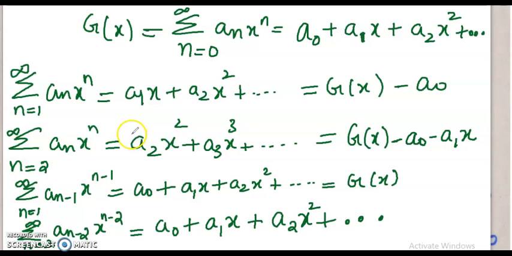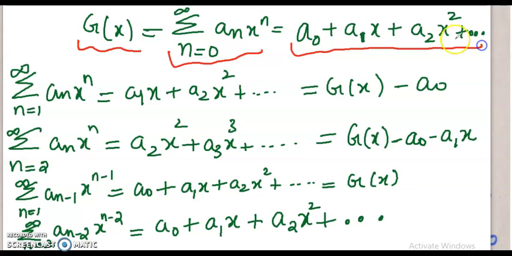Before going to the question, let me explain something. That is, we know that g of x, what is g of x? G of x is the generating function and it is given by summation n is 0 to infinity a n x raised to n. And when you expand, you get a0 plus a1x plus a2x square plus etc. Right? When n varies, x power 0 is 1, so you get a0, then you get a1x power 1, that is a1x plus etc. Now when you come to summation n is 1 to infinity a n x power n.